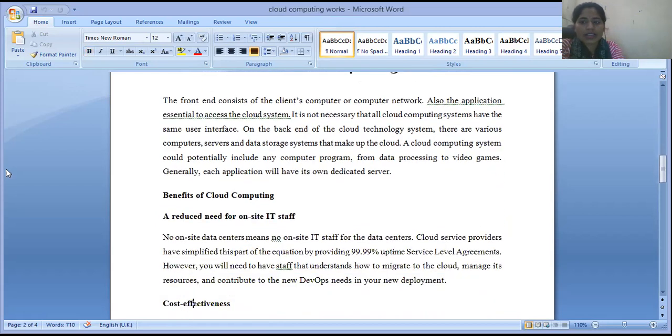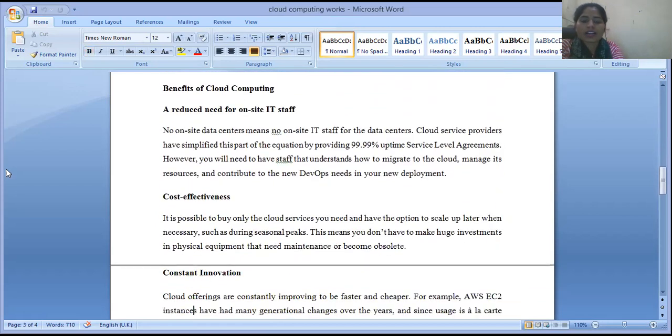Now the benefits of cloud computing. The first benefit is reduced need for on-site IT staff. Many companies are removing the IT staff related to maintaining the data server. Why are they removing that staff? What is the reason behind it?